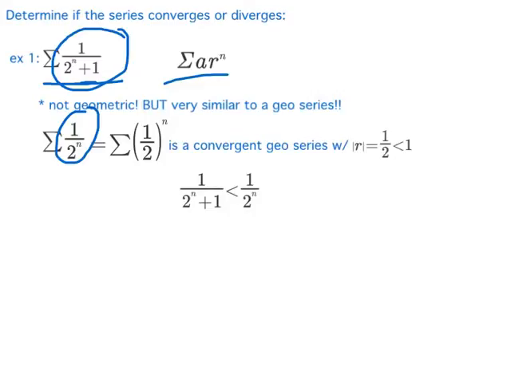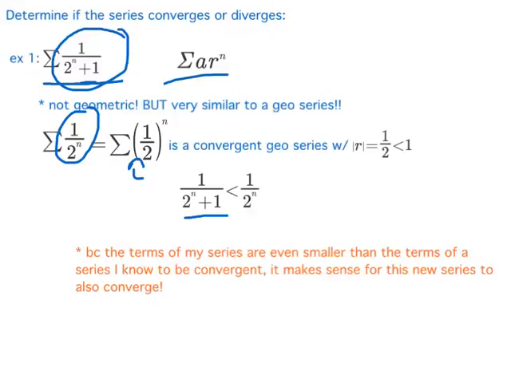So now if I have a series that's convergent, and essentially the whole idea of convergent is that I'm adding on infinitely many terms, but yet I'm getting a finite value. So my terms are small enough that I'm getting a finite number. I have a new series where the terms are even smaller. If the terms of this series are small enough to converge, and the terms of the series that I'm interested in are even smaller, then it follows that my series is also convergent. Because the terms of my series are even smaller than the terms of a series I know to be convergent, it makes sense for this new series to also converge.